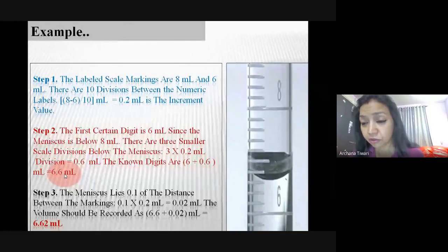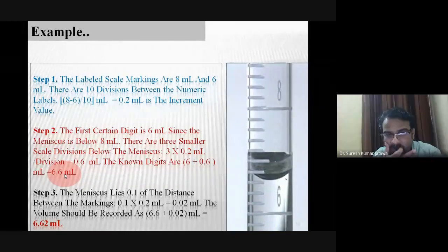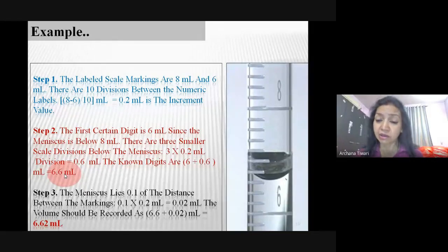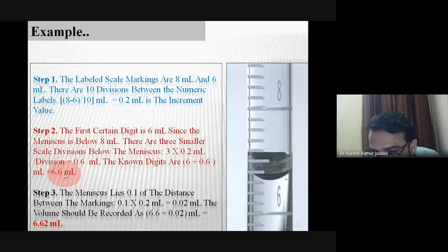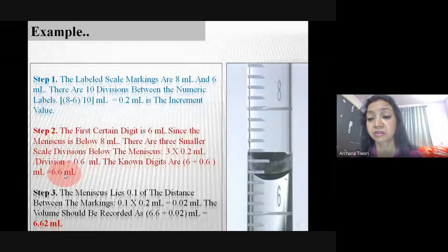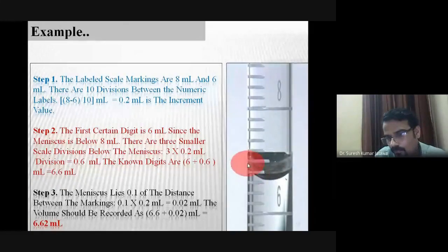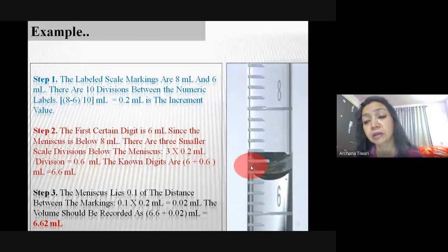Somebody is also asking, Dr. Suresh, why always the lower meniscus? A participant is asking, why always the lower meniscus? For the colorless solution it is the lower meniscus, and for the colored solution, the upper meniscus. Why?